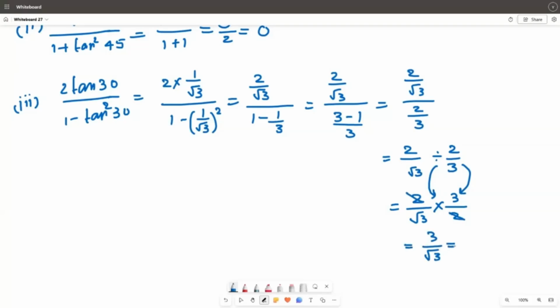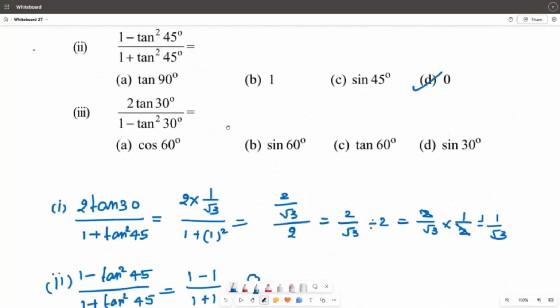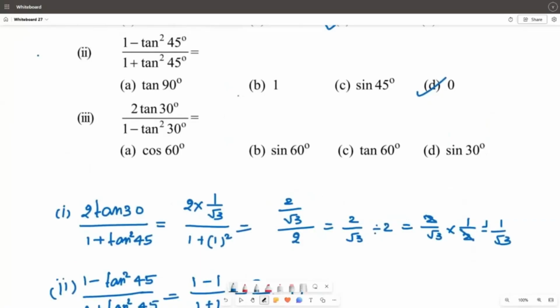Any of the standard values doesn't contain 3 by root 3. So 3 can be written as root 3 into root 3, by root 3. So one root 3 will get cancelled and the answer we got is root 3. Therefore, out of the 4 options, we can see cos 60 equal to 1 by 2, sin 60 equal to root 3 by 2, but the answer we got is root 3, which is equal to tan 60.